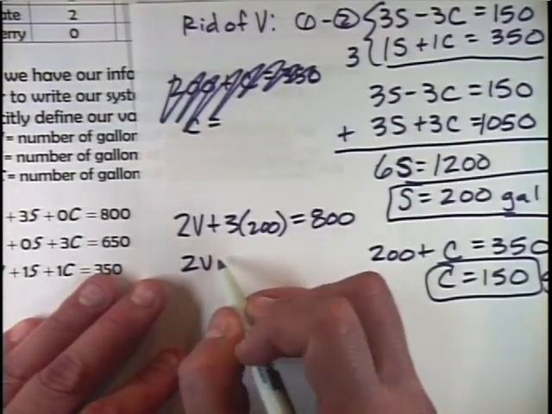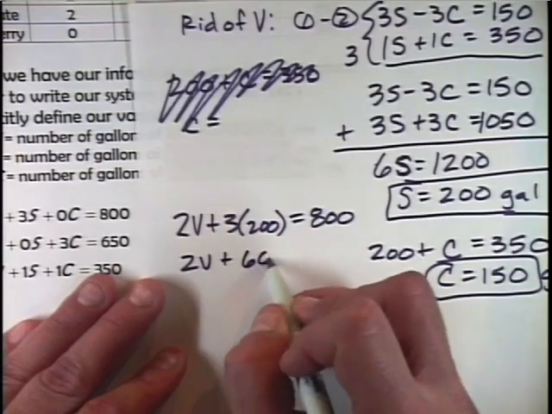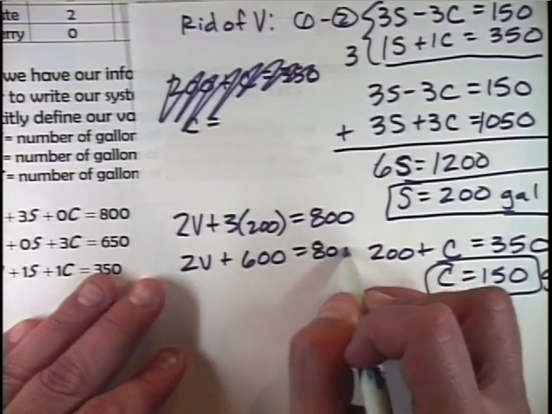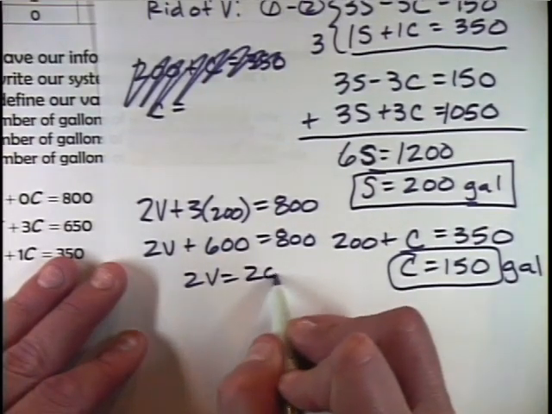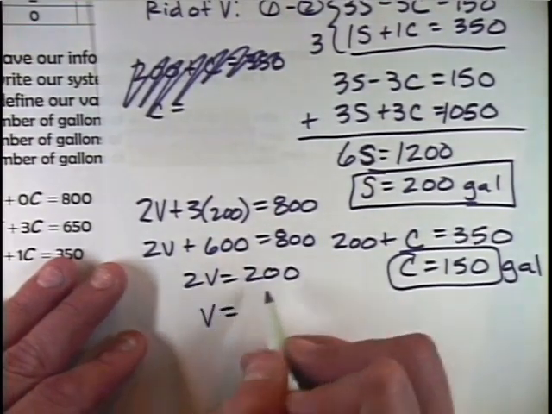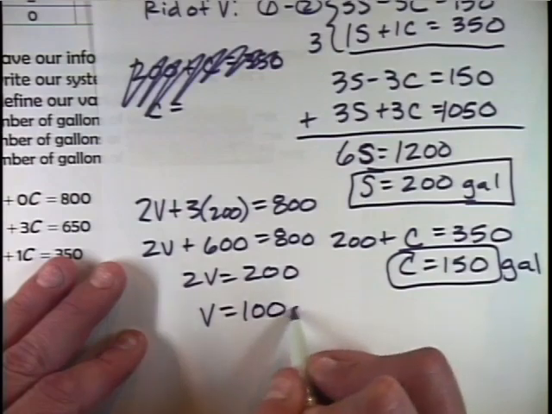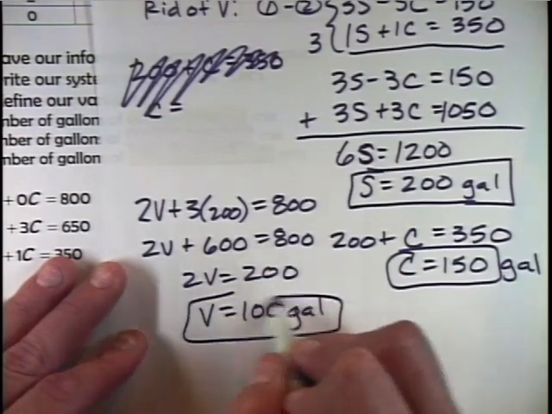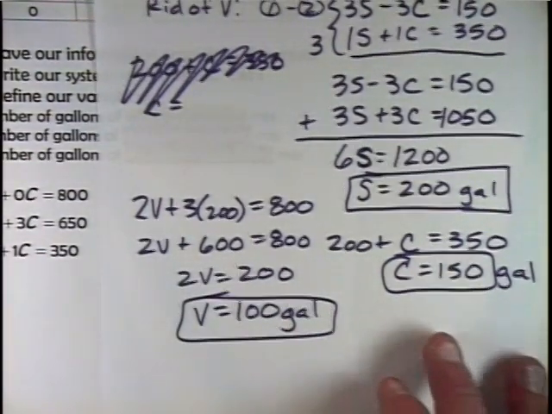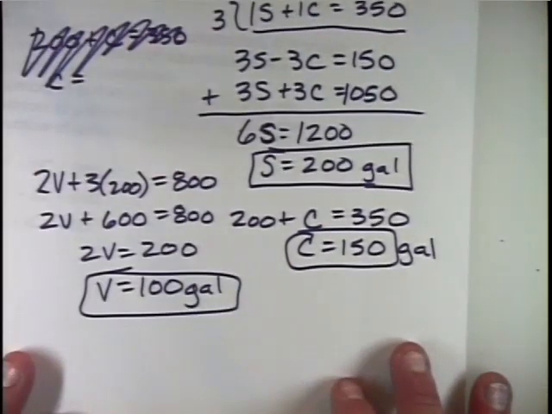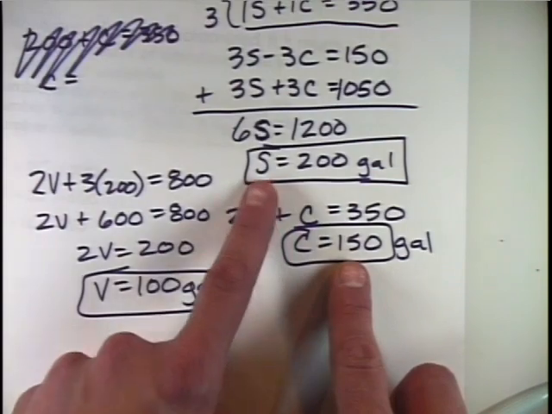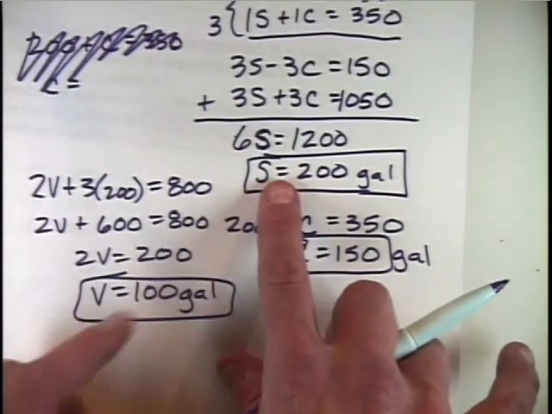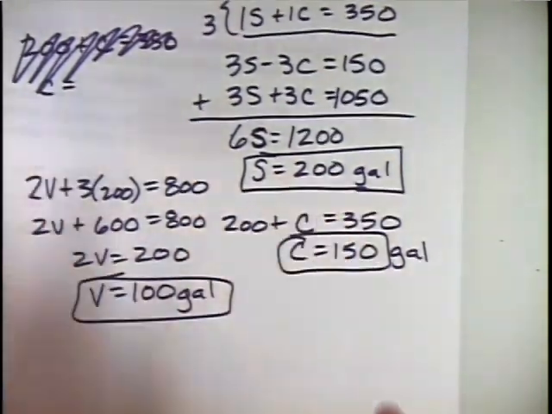So 2V plus 3 times 200 is 600. That has to equal 800. So if I subtract, 2V equals 800 minus 600, that's 200. And now here we go. 200 divided by 2 is 100 gallons. And we finally have our final totals here. To use up all our supplies, I need to make 100 gallons of the vanilla mixture, 150 of the chocolate mixture, and 200 gallons of the strawberry mixture.